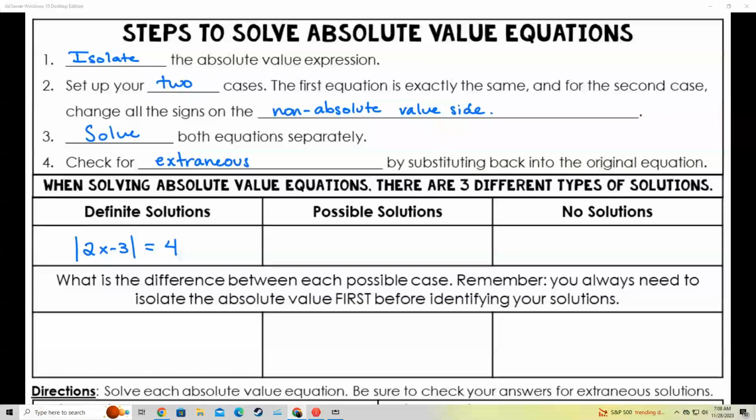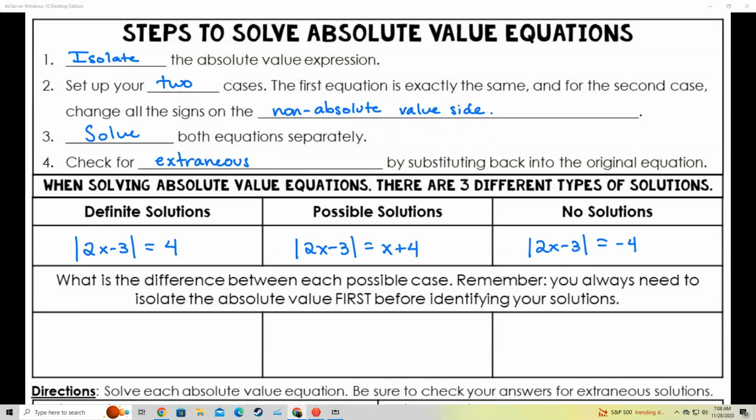The second one is going to look like this. Absolute value of 2x minus 3 is equal to x plus 4. And then the last one's going to look like this. Absolute value of 2x minus 3 is equal to negative 4. So let's take a look at those three, and let's see what makes them different.